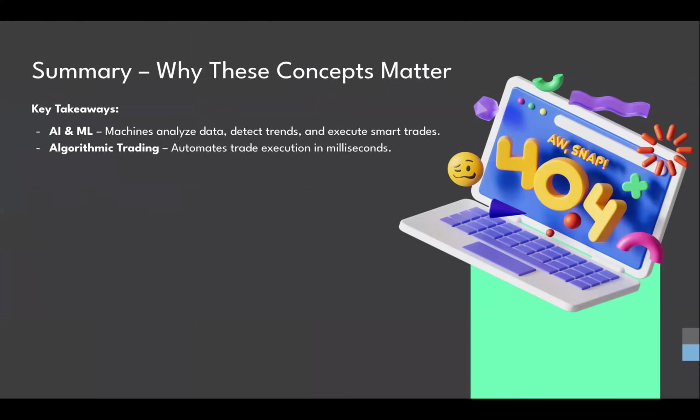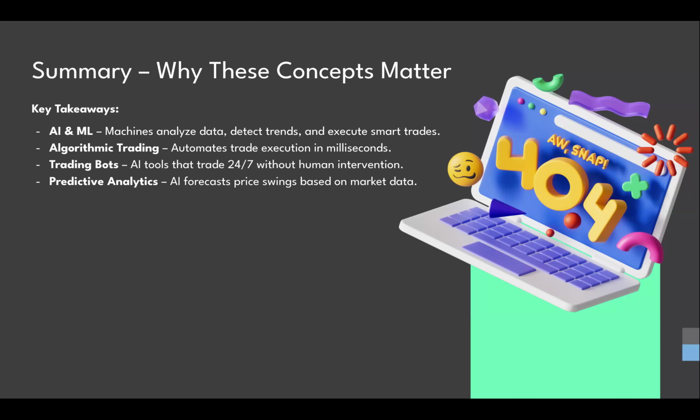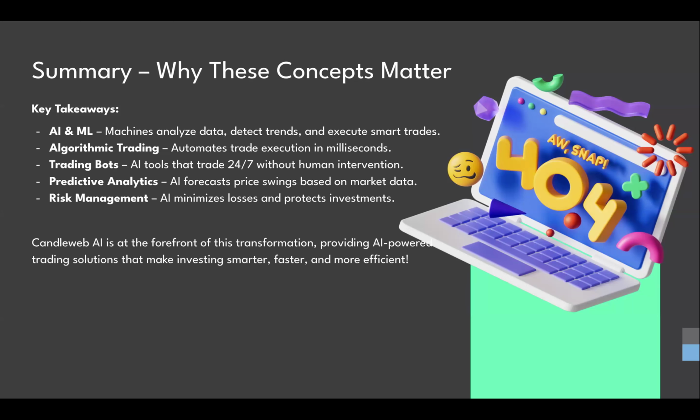Then we discussed algorithmic trading. This allows us to automate trade executions in milliseconds, even microsecond instances. And then we have trading bots that allow us to leverage this without human intervention, and they will be in the market all day, all night. And predictive analysis allows us to know the market direction and the opportunities that we can take. And the last one is risk management.